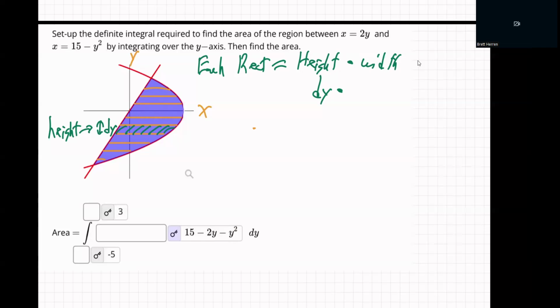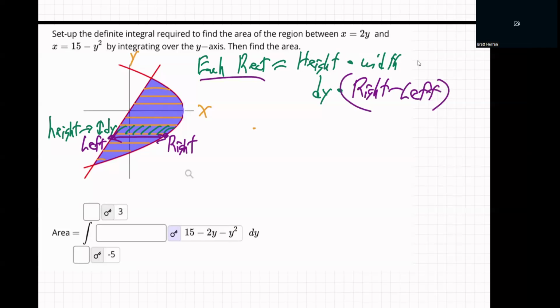How far is it from this right side to this left side? This is the right edge, and this over here is the left edge. You want to know how wide something is? You take the right minus the left. So that's what we need. So each rectangle is going to be dy times, now what's the right and what's the left?